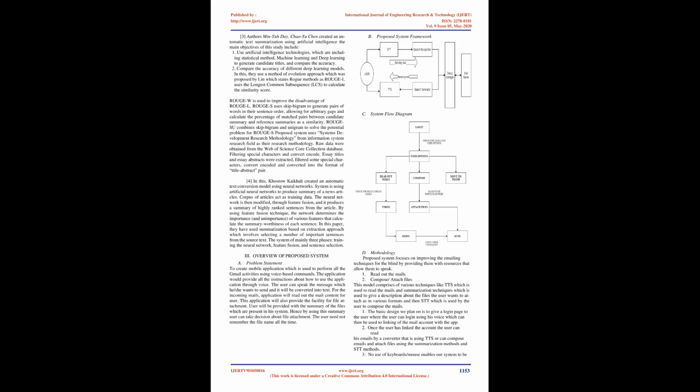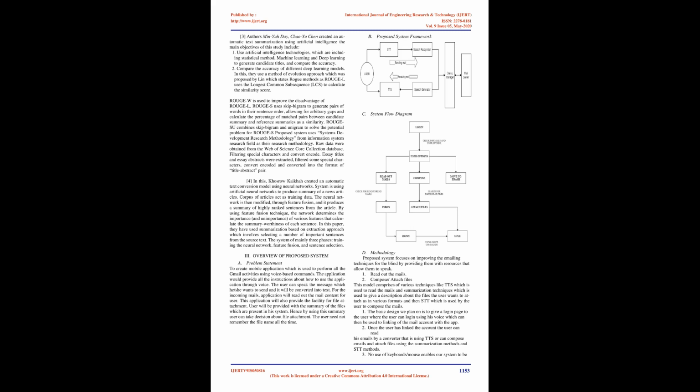Three authors, Minyu Day and Chao Yu Chen, created an automatic text summarization using artificial intelligence. The main objectives of this study include: 1. Use artificial intelligence technologies, which include statistical methods, machine learning and deep learning, to generate candidate titles, and compare the accuracy. 2. Compare the accuracy of different deep learning models.